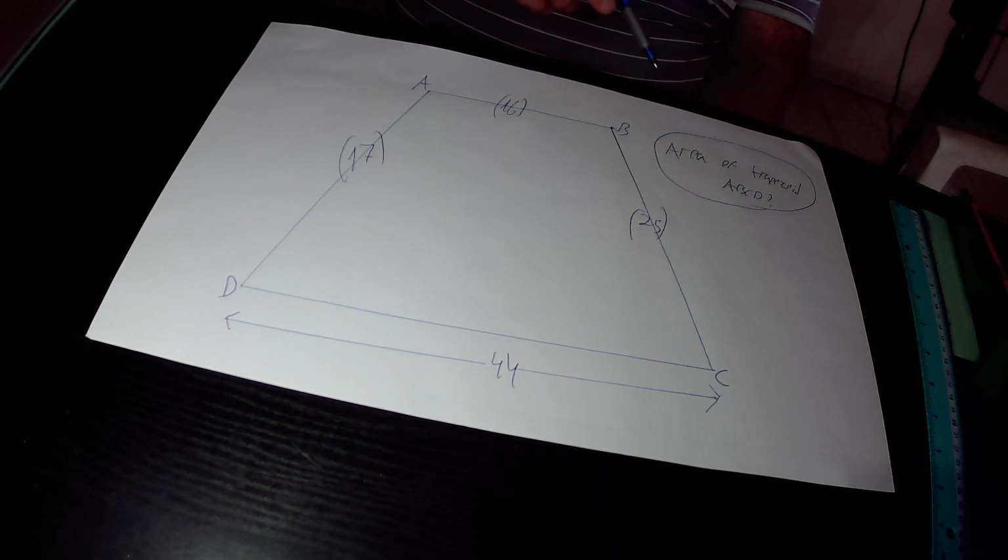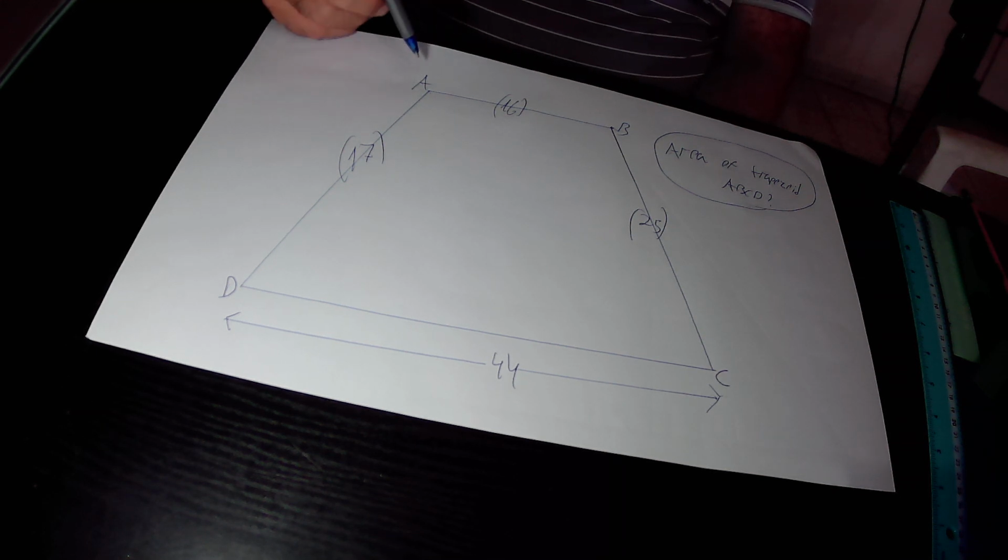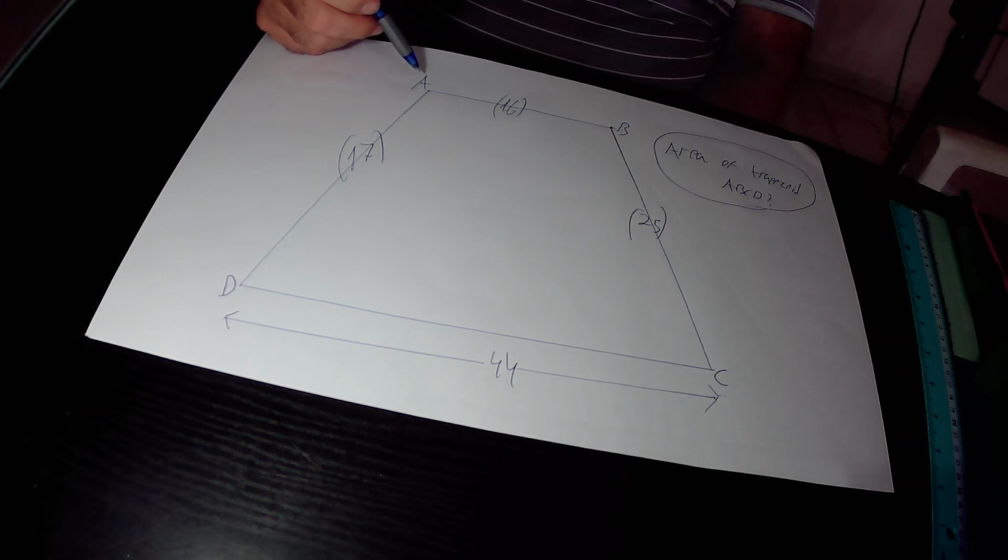In order to find the area of this trapezoid ABCD, we will do a construction. That is to say, from this point A, we will draw a perpendicular on DC.